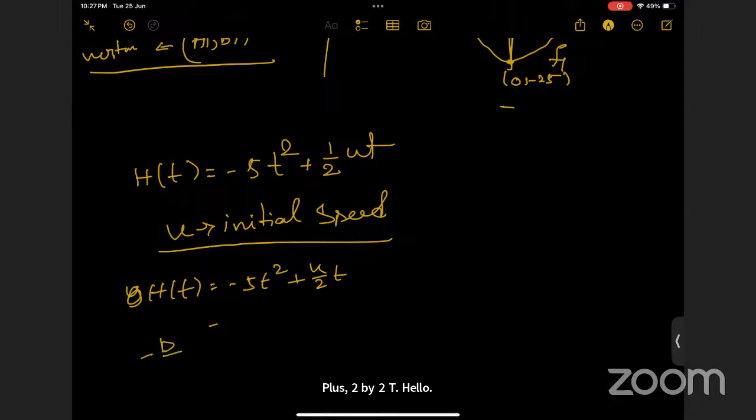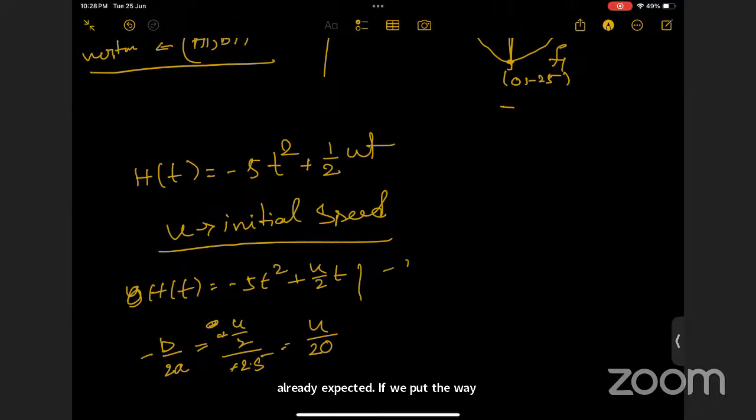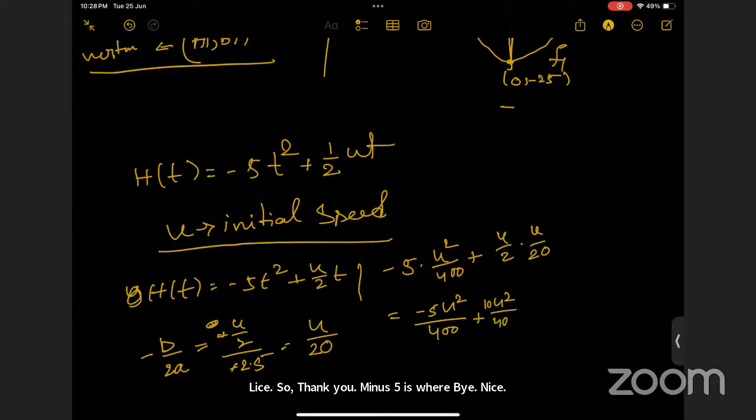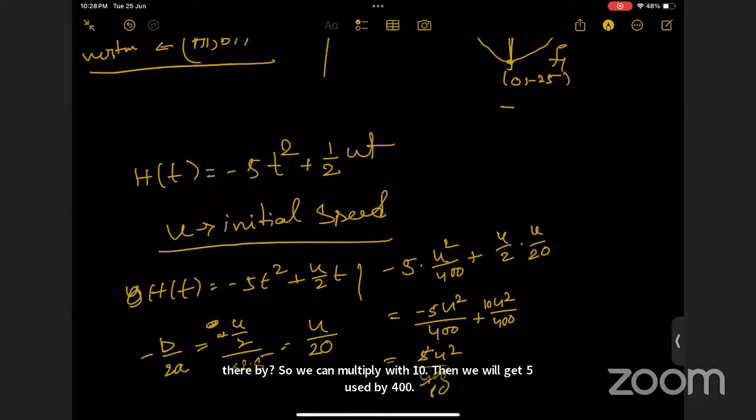Again, if we take minus b by 2a here, our b is u by 2, and this is 2 into 5. So the minus will be cancelled out, and it will be u by 20, right? This is our x-axis value. If we put the value here, then we will get minus 5u squared by 400 plus 5u into u by 20. It will be minus 5u squared by 400 plus u squared by 40. So we can multiply with 10. Then we will get 5u squared by 400, which is u squared by 80, right?